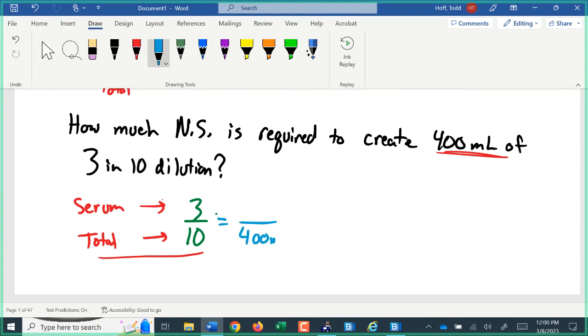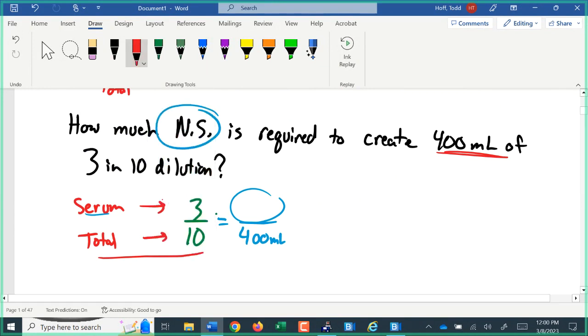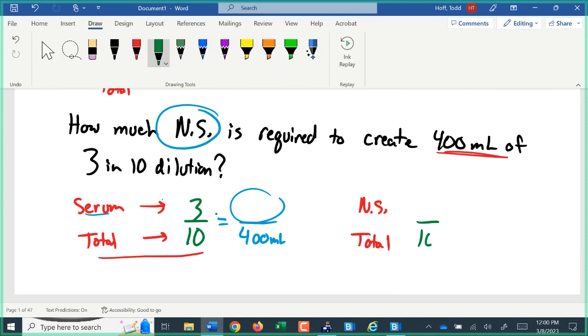But what I'm looking for is not the serum. I'm looking for the NS, the other part of it. Now, I could find the serum and subtract, but it's better form to find the ratio of NS to total and use that. So we still have 10 total parts here of solution. The NS is the 10 total minus the 3 parts of serum, giving us 7 parts is sterile water.